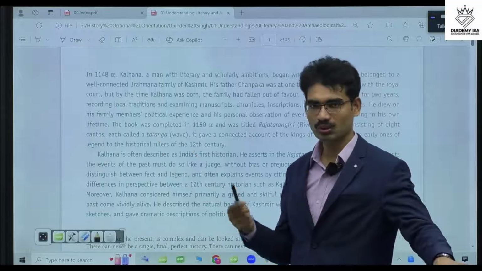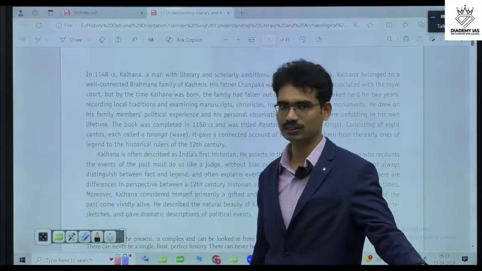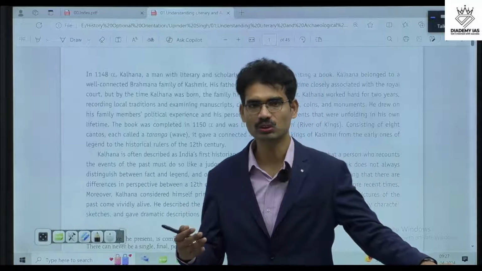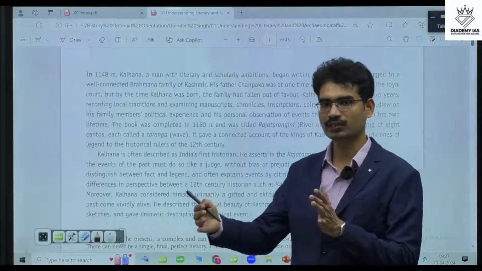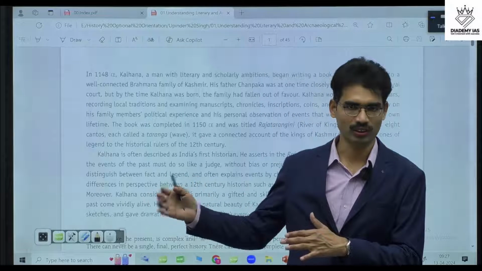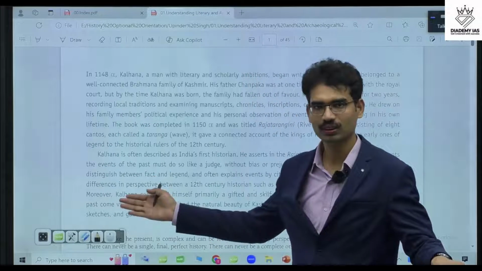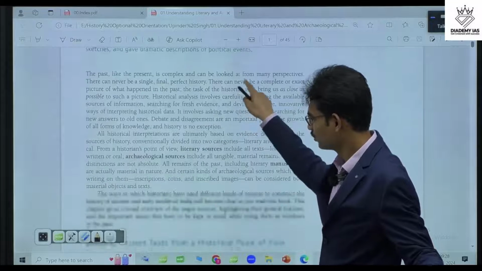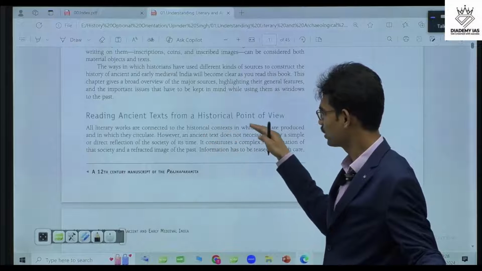Here it is talking about the sources, and it explains about Kalhana's Rajatarangini in 1148. Kalhana is considered the first Indian historian in the true, modern sense. And there is a question with respect to Kalhana himself: evaluate the importance of Kalhana as a historian, or the significance of Rajatarangini for understanding Indian history. This content we can use directly in the examination. Next, it will explain like this, then reading ancient texts from a historical perspective.